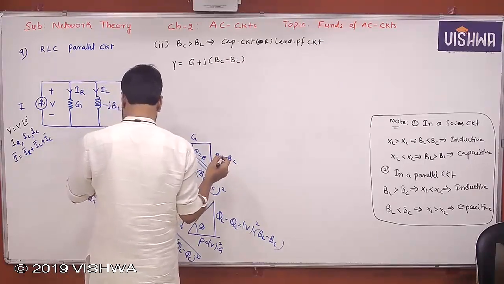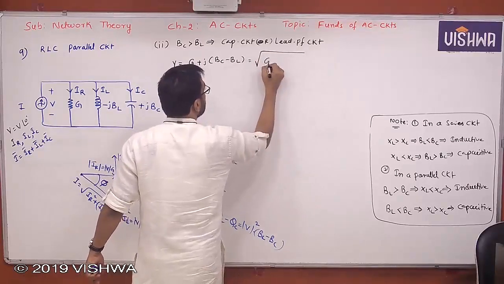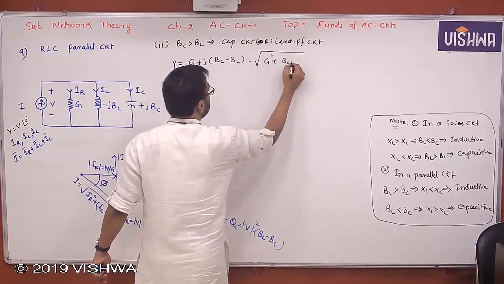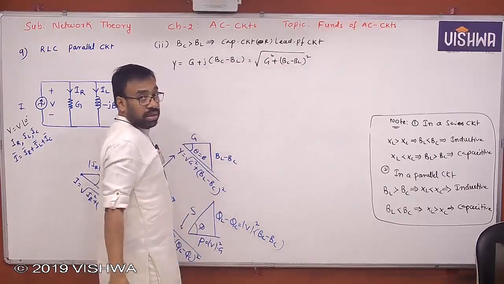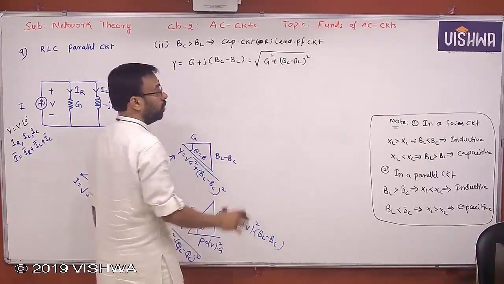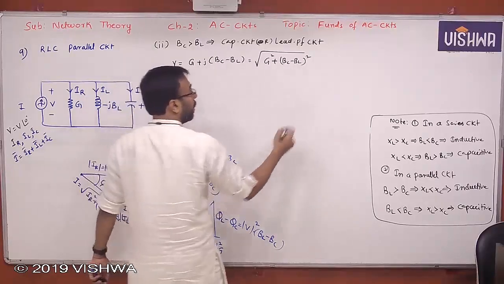Okay. Then it becomes root of G square plus (BC minus BL) whole square. So please proceed along with me. Don't wait, because you already have experience, so no need to wait until I finish. Now you please write along with me. I don't give you time again after this. So please note down.